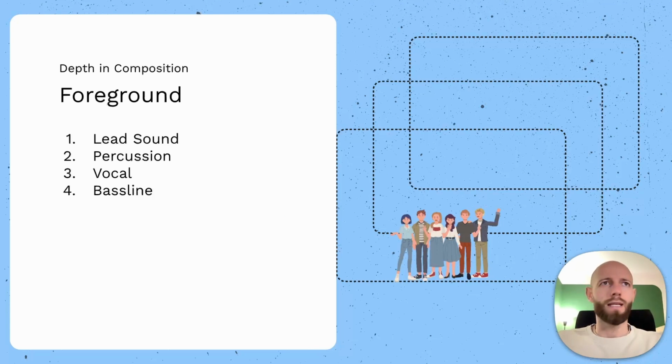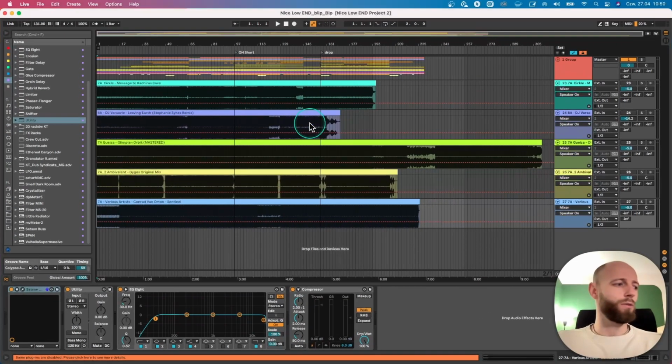It can be a vocal, as I've said, or a bass line. A kick in techno is always in the foreground. It's punchy, it's there, you know when you hear it. So let's listen to some examples and see what kind of sound is in the foreground.